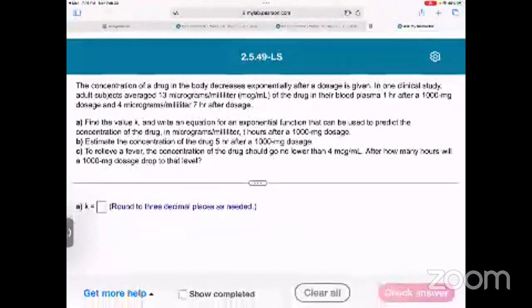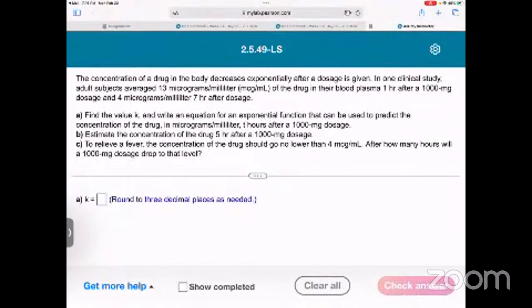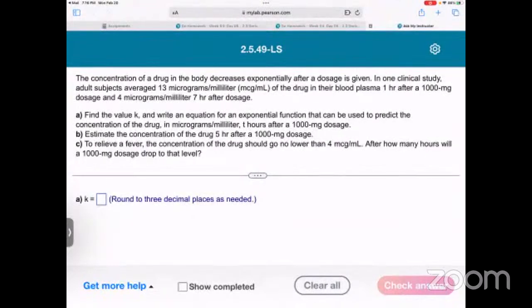It says the concentration of a drug in the body decreases exponentially after a dosage is given. In one clinical study, adult subjects averaged 13 micrograms per milliliter of their drug in the blood plasma 1 hour after 1,000 milligrams of dosage. Find the value K and write an equation for an exponential function that we can use to predict the concentration of drug in micrograms per milliliter t hours after a 1,000 milligram dosage.